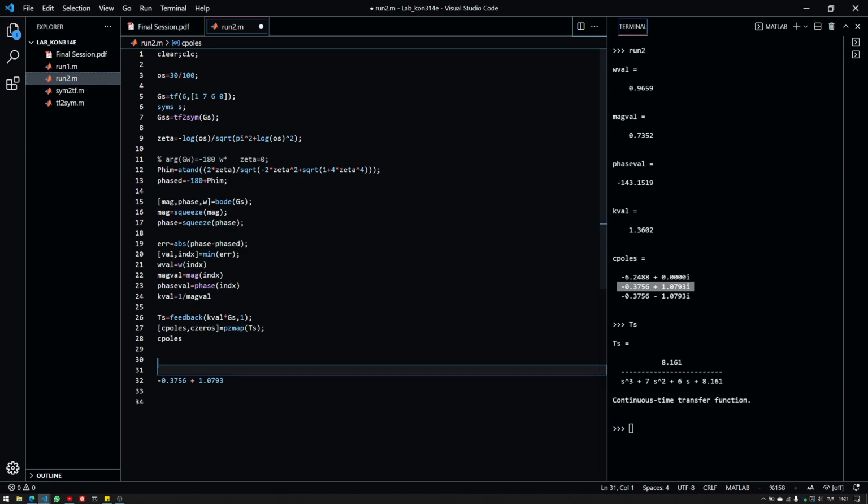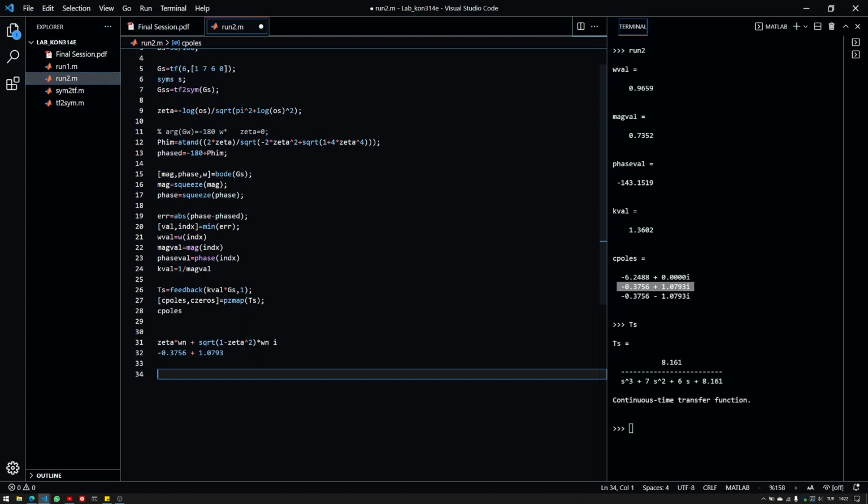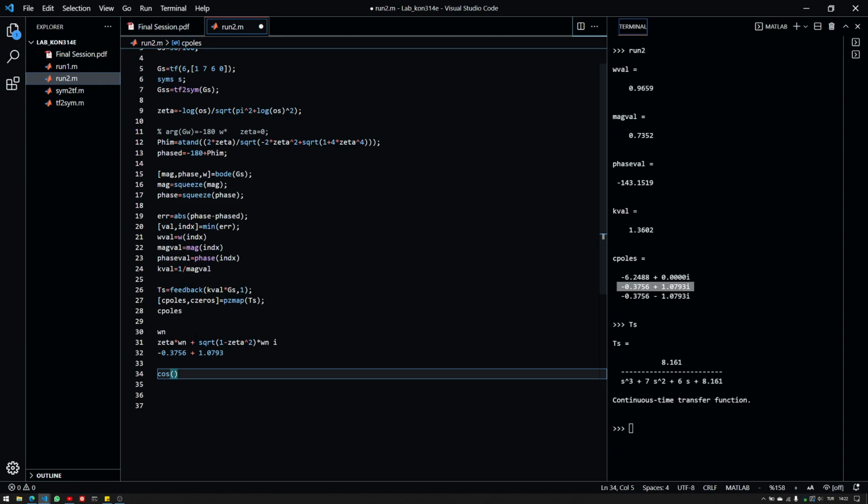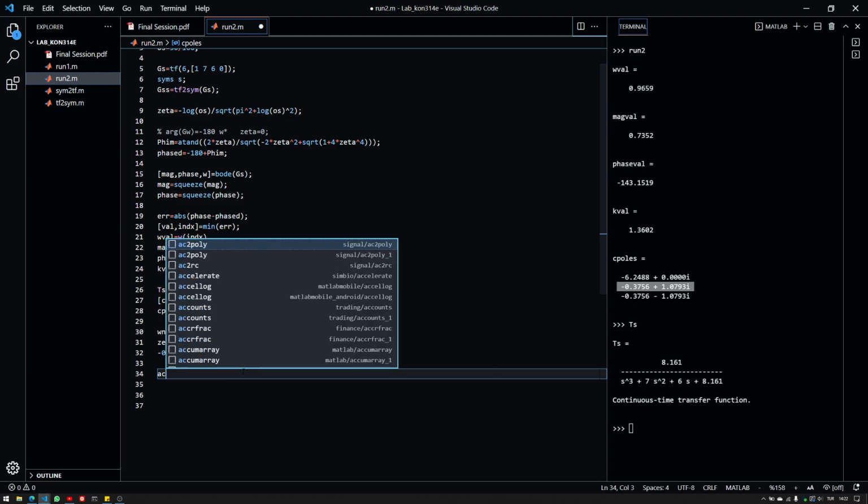This is the real part. This is zeta times omega n, and then plus square root of 1 minus zeta squared times omega n i. Basically, this is what we have here. So here, if we use cosine, since zeta omega n squared and then this squared and then the square root should give us omega n. So if we use the cosine here, cosine of theta should give us basically the zeta value.